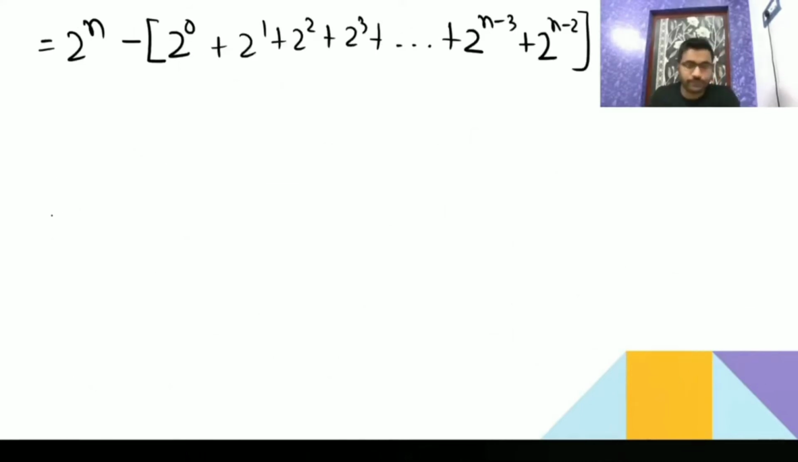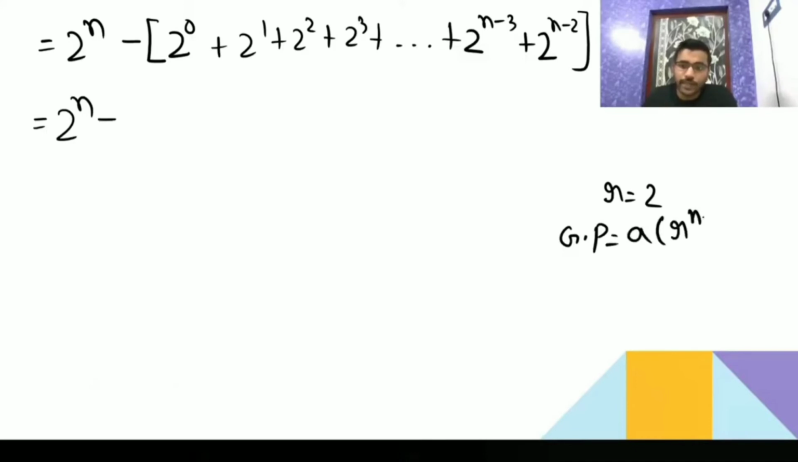Okay, now see this thing, it is in GP. I am multiplying with 2, 2, 2, 2. So if the common ratio R is 2, then the sum of the GP is given by A times (R to the power n minus 1) divided by (R minus 1), where n is the number of terms. R is the common ratio, the number with which we are multiplying each time.